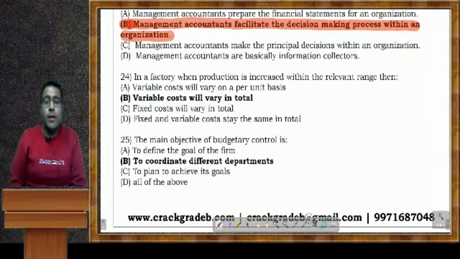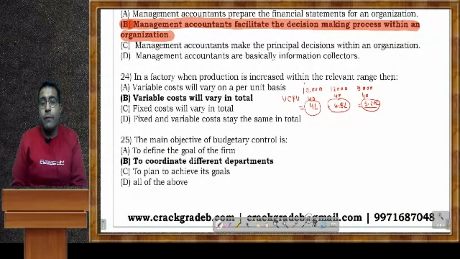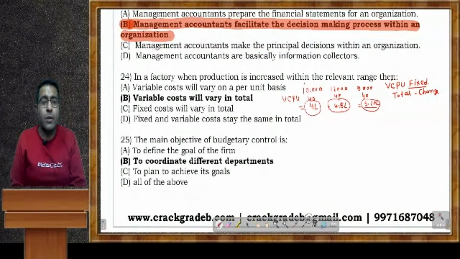No. If we are producing 10,000 units, with variable cost per unit of 40 rupees, then the total variable cost is 4 lakh. If we are producing 12,000 units, then variable cost is 4 lakh 80,000. If we are producing 8,000 units, then 8,000 multiplied by 40 is 3 lakh 20,000. So variable costs vary in overall total. Variable cost per unit is always fixed, but in total it always changes. If production is high, then variable cost in total is high, but per unit it is always fixed.